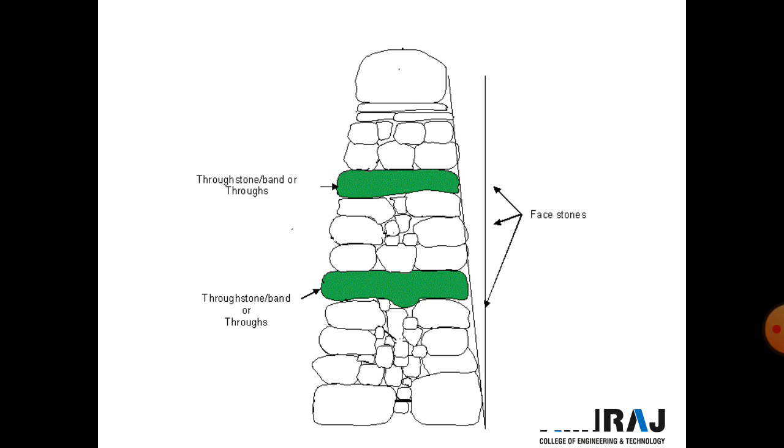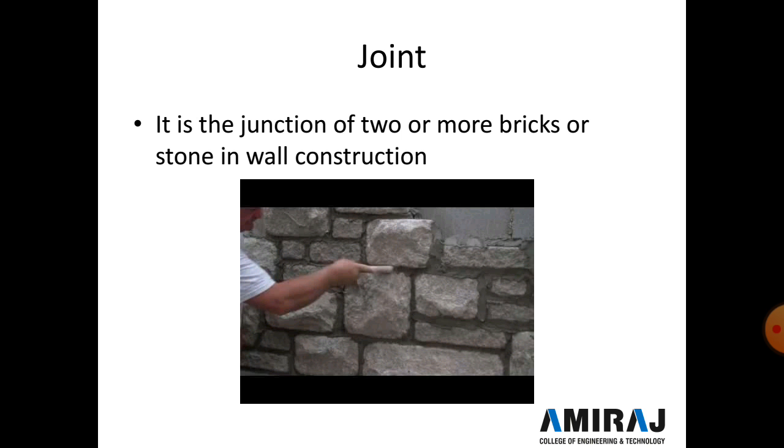Here you can see in the figure the green colour portion shows the through stone, and the through stone is in a large size and covers the entire wall layer. So here the through stone bonds the inner and outer face, and these through stones are put at a regular interval.